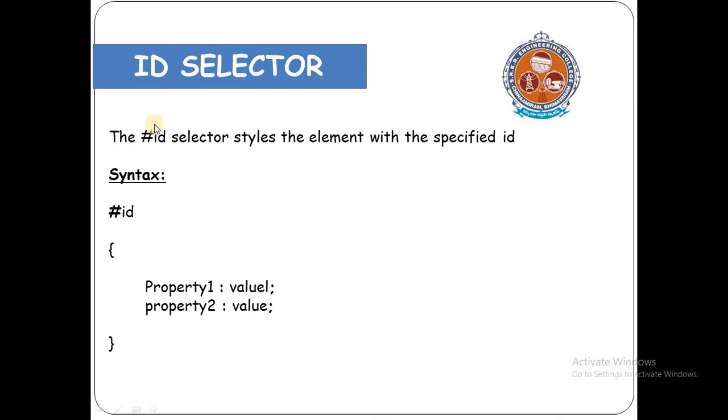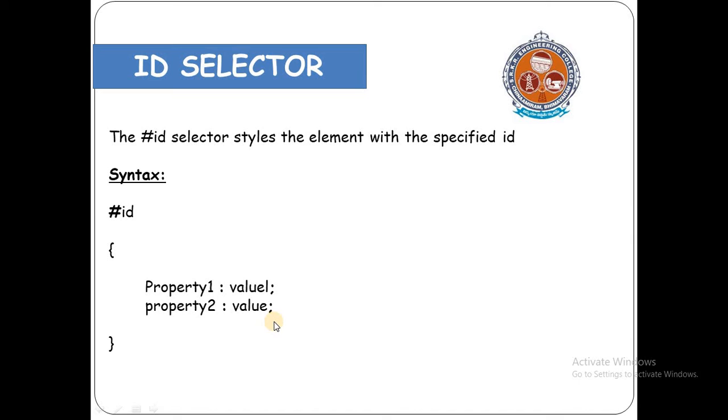Coming to the syntax, the ID selector styles the element with the specified ID. As I already told, use the hash, followed by the name of the ID you are giving. So if you had given ID is equal to srchar, use #srchar. Wherever we have given ID is equal to srchar, these properties will be applied.